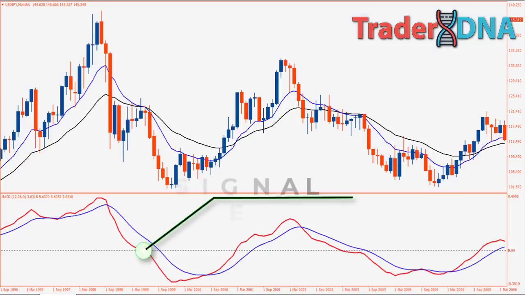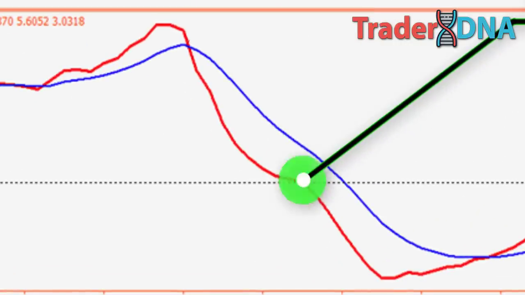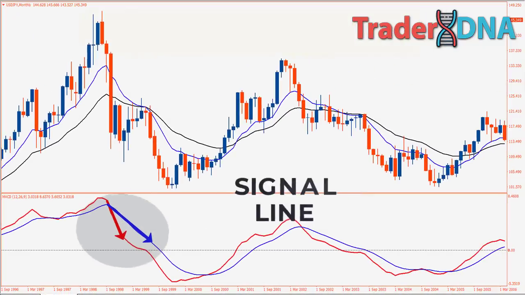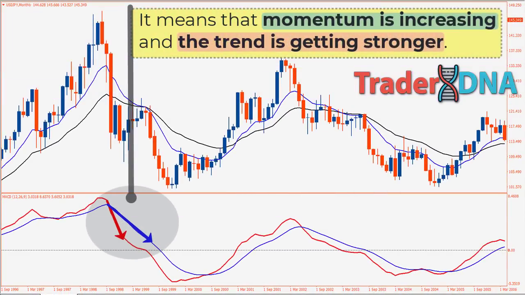Second, the signal line. When you see the two MACD indicator lines move away from each other, it means that momentum is increasing and the trend is getting stronger. When the two lines are coming closer to each other, it shows that price is losing strength.